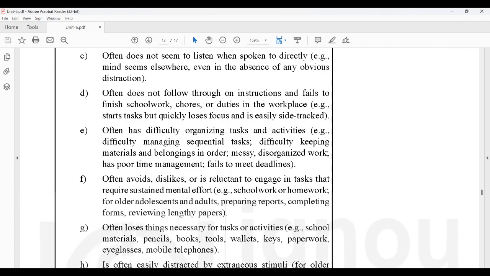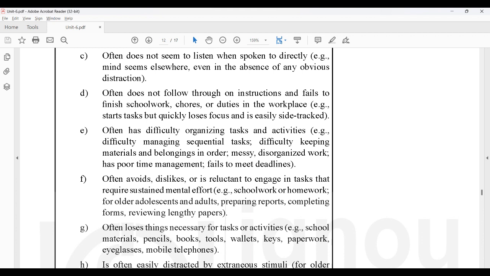C. Often does not seem to listen when spoken to directly, for example, mind seems elsewhere, even in the absence of any obvious distraction. D. Often does not follow through on instructions and fails to finish school work, chores, or duties in the workplace, for example, starts tasks but quickly loses focus and is easily sidetracked.